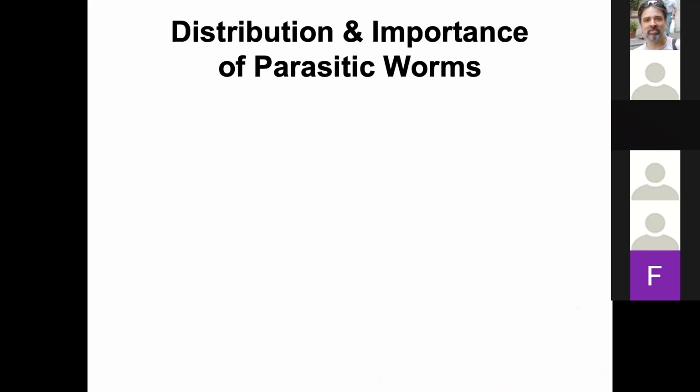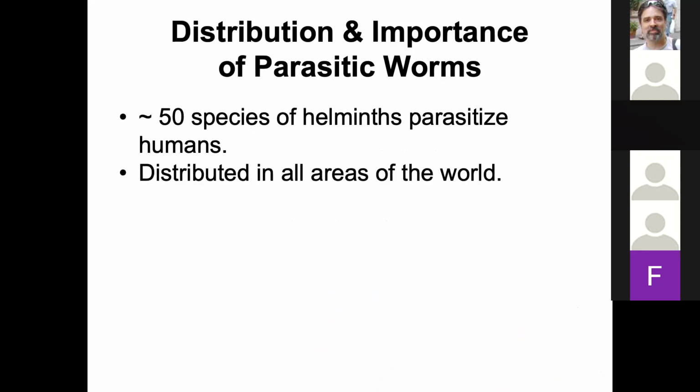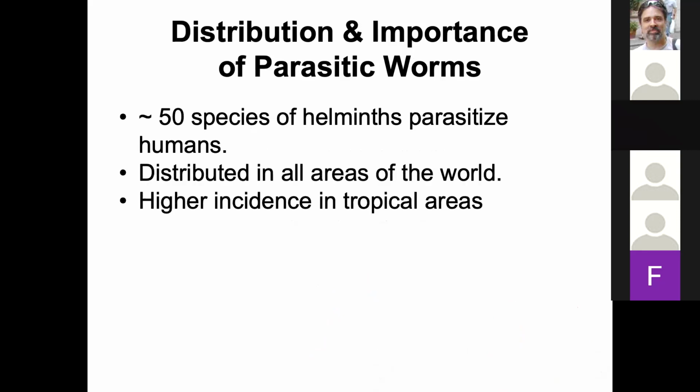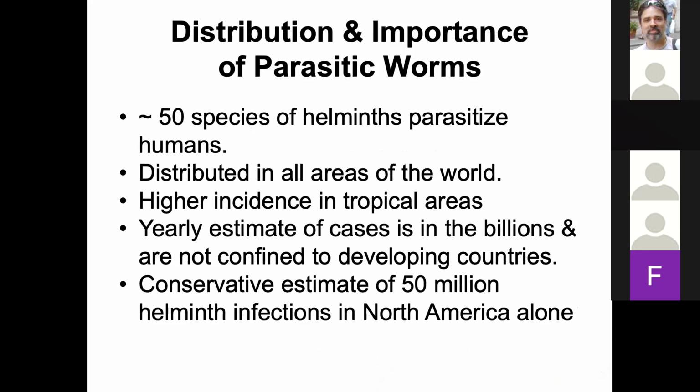That can get worms. There are about 50 species of helminths that hit humans, and they're distributed in all areas of the world. There's usually a higher incidence in tropical areas. Yearly estimates of cases in the billions are not confined to developing countries, okay? Some estimates include 50 million infections in North America alone, okay? So they're all over the place, right? Tapeworm is probably the one that you're most familiar with, and there's a little video on tapeworm that I'll show you in just a bit here.